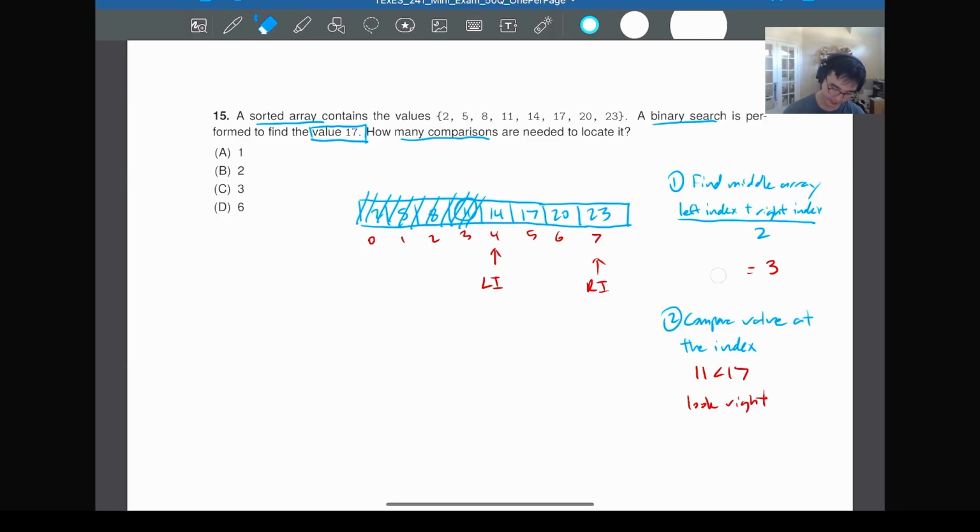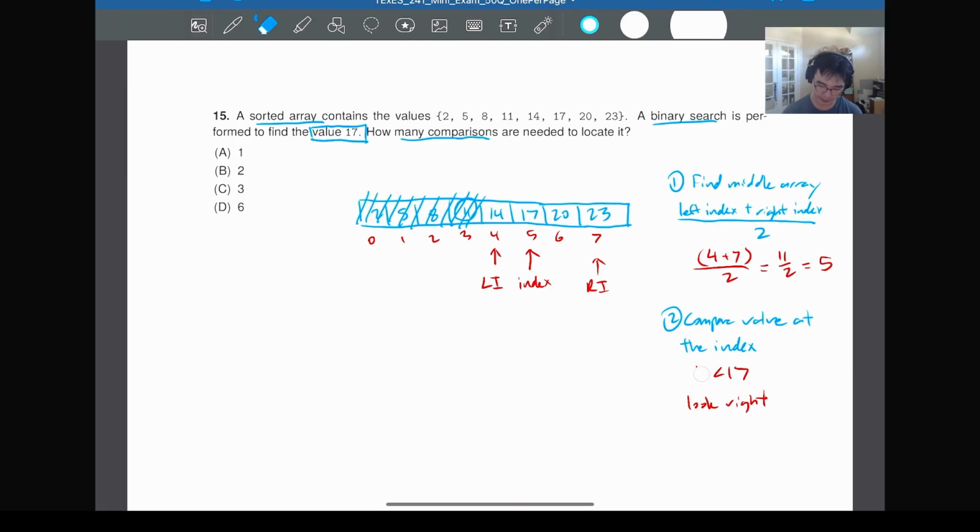So I have my left index, I have my right index. Let's go ahead and do the calculation once again. I have 4 plus 7 divided by 2, which is 11 divided by 2, which is 5. So I'm going to look at index 5. Okay, so index 5, we're going to look here. That is my index.